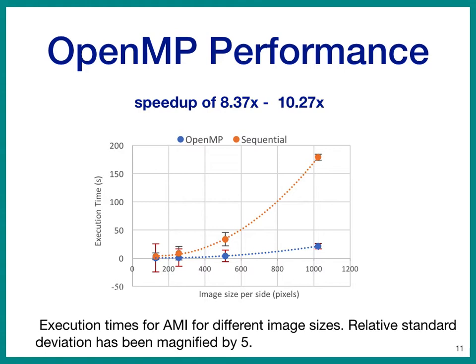So for the OpenMP implementation, we achieved a speedup of 8 to 10 times. The graph shows the execution times for the AMI for different sized images. As expected, we see that the larger the image, the greater is the execution time. However, the OpenMP execution time increases at a lower rate. Here, the 1024 side image only takes around 3 minutes to compute with the OpenMP program. However, following this trend, the next power of 2 image of 2048 pixels will take close to half an hour with the sequential C++ program.